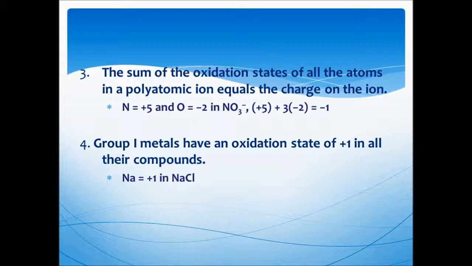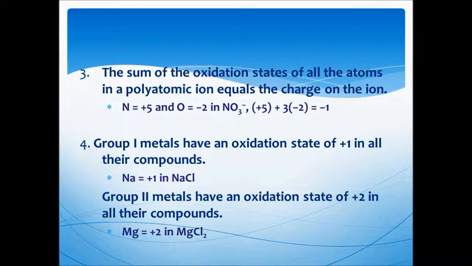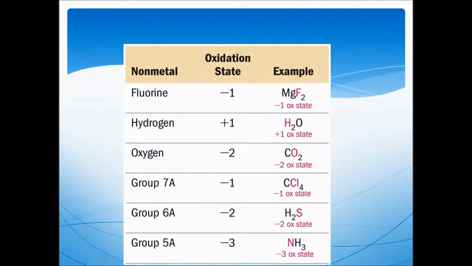Group 1 metals have an oxidation state of +1 in all compounds. For example, Na equals +1 in NaCl. Also, group 2 metals have an oxidation state of +2 in all of their compounds. In their compounds, nonmetals have oxidation states according to this table.